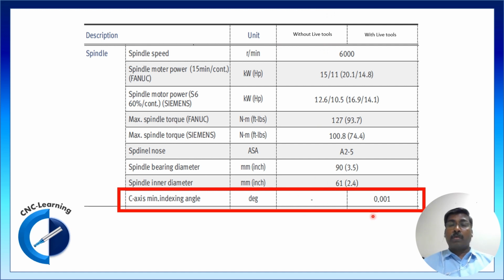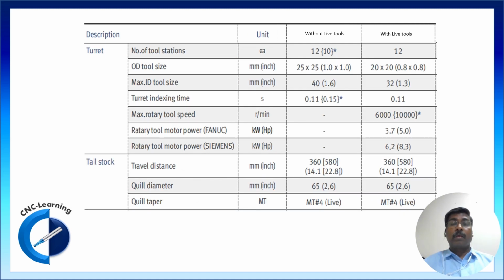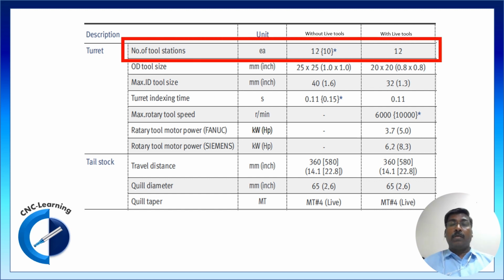So when you want to do some milling, the C-axis will be controlled. So the rotary axis will be a controlled axis. Now let us see the turret and tailstock. Number of tool stations, so 12 or 10 in this case. There can be turrets with 8 stations also.